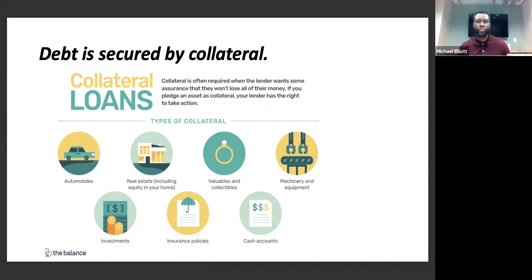When it comes to development, typically the asset is going to be the building or the real estate you're looking to purchase. But depending on the type of real estate lender you contract with, they can look at automobiles, real estate, valuables, and machinery and equipment found within the building. They may even look at insurance policies or cash accounts, depending on how big a project you're looking to do. But again, be prepared to have those conversations about what you're going to use for collateral, and to give the lender some assurance that you're going to pay them back.